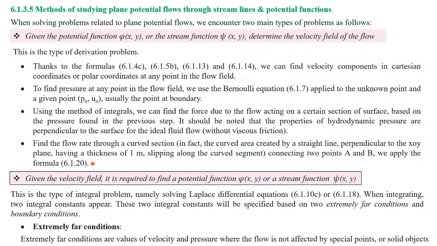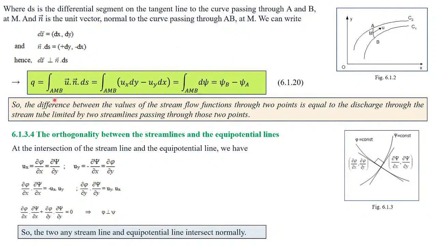And the fourth point, find the flow rate through a curved section. In fact, the curved area is created by a straight line perpendicular to the x-y plane, having a thickness of 1 meter, sliding along the curved segment connecting 2 points A and B. We apply this formula, we can find the discharge or flow rate. I show you this formula.